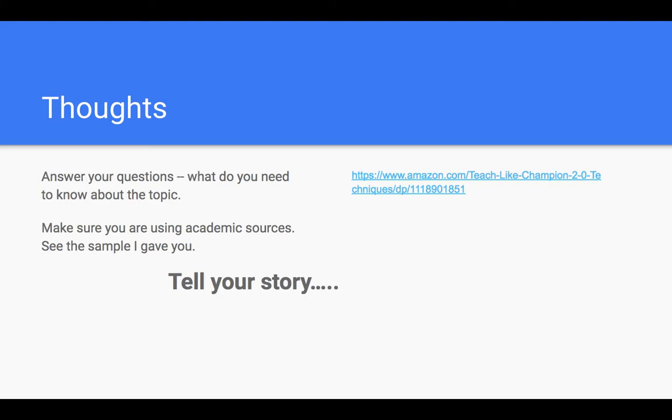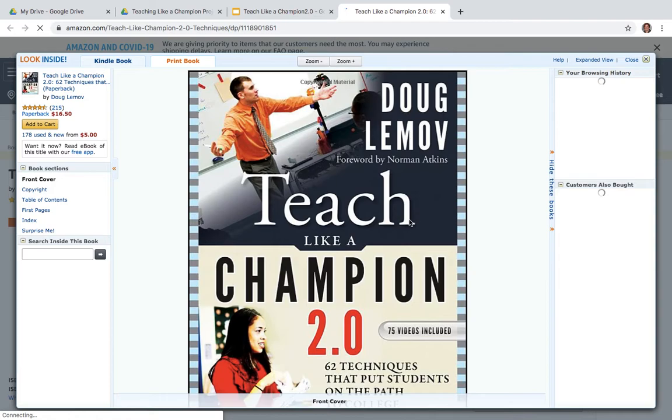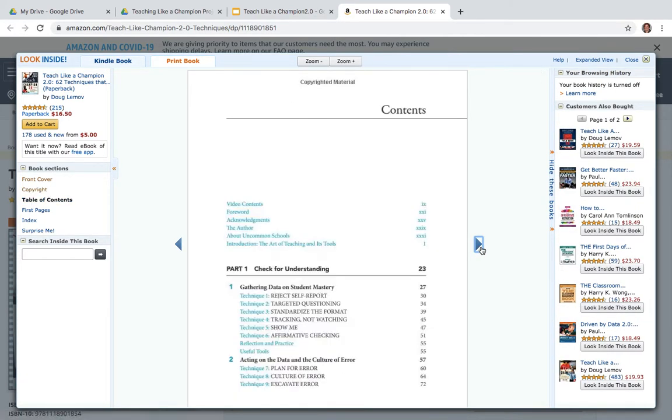So what you're going to do when you're writing your paper is two things. You're going to answer the questions in your research, using academic sources to answer the questions. But then you're also going to go back to Teach Like a Champion, and you're going to find 3 to 5 strategies that you think are good strategies partly because they are grounded in psychological theory and ideas. So you'll see the techniques. There are 62 different techniques.